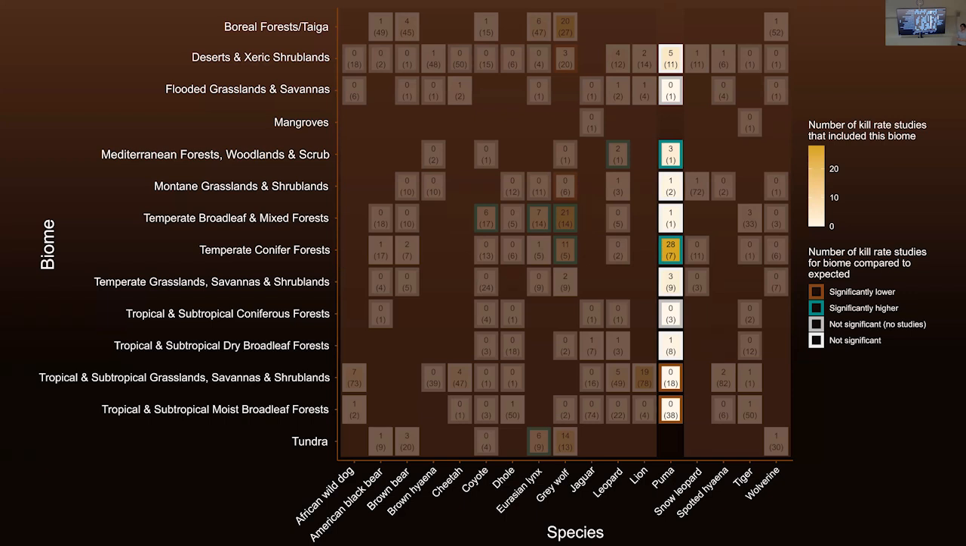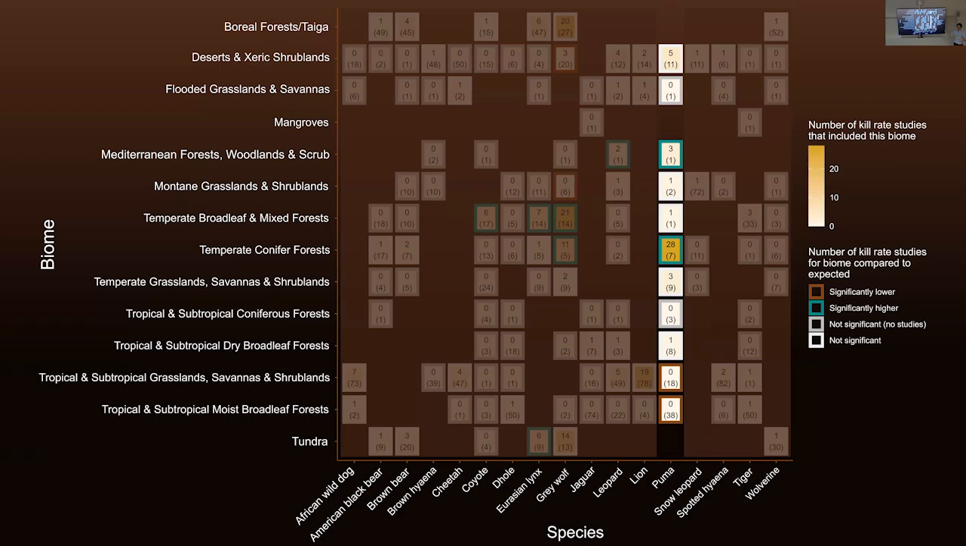So the original plan for this work was to do a meta-analysis, to try and collect all these kill rates and then look at environmental factors that might be influencing the kill rates in different ways. A couple of my supervisors involved in this research did that for mountain lions, but I ran out of time. I also became concerned that because there's so much variability, how do you control for some of that, particularly the methods as well.